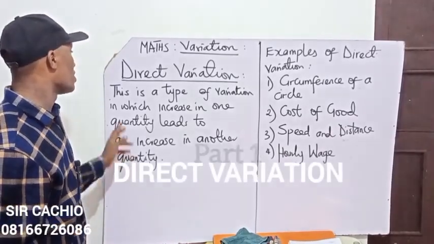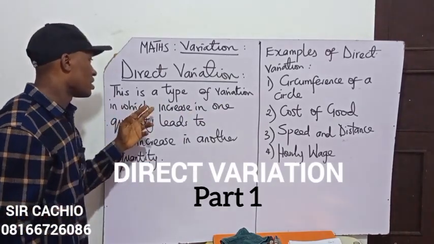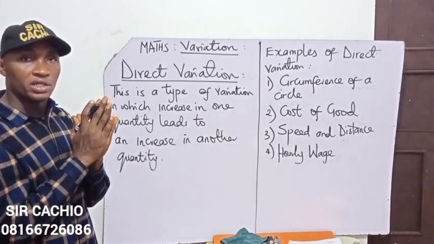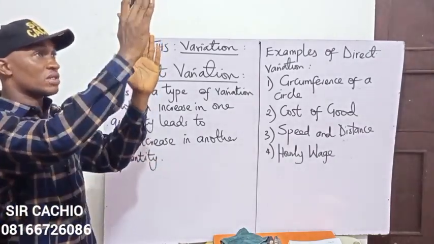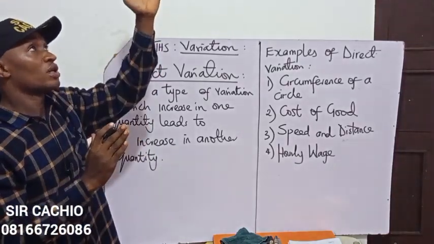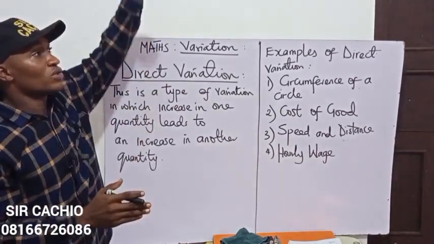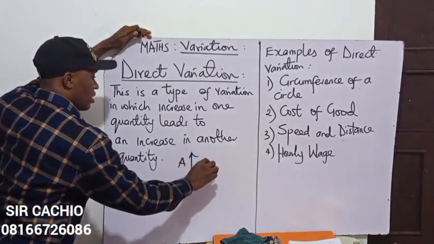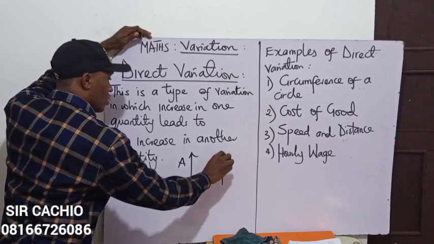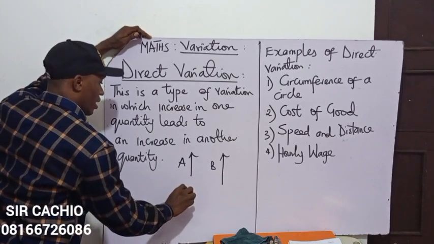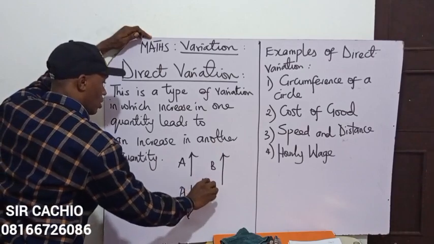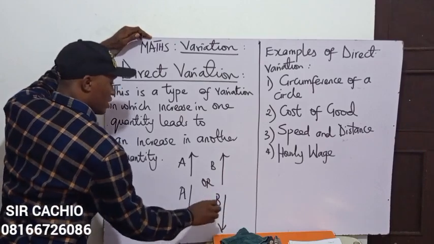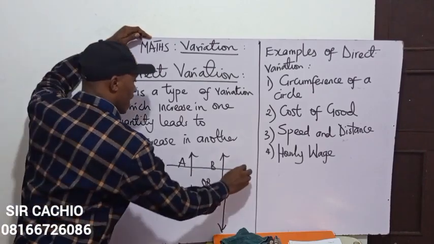So, direct variation. This is a type of variation in which an increase in one quantity leads to an increase in another quantity. When quantity A increases, quantity B increases also. When quantity A decreases, quantity B will have to what? Decrease. So it is called a direct variation.